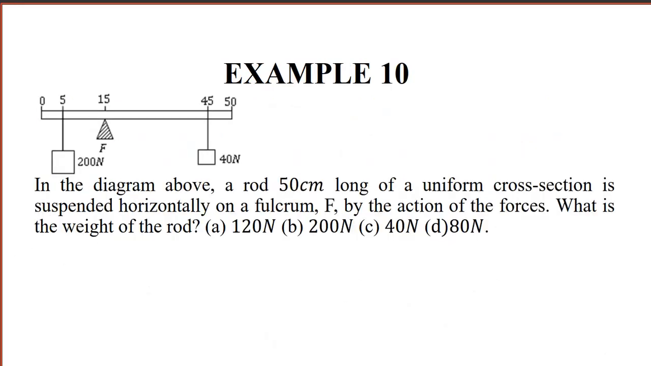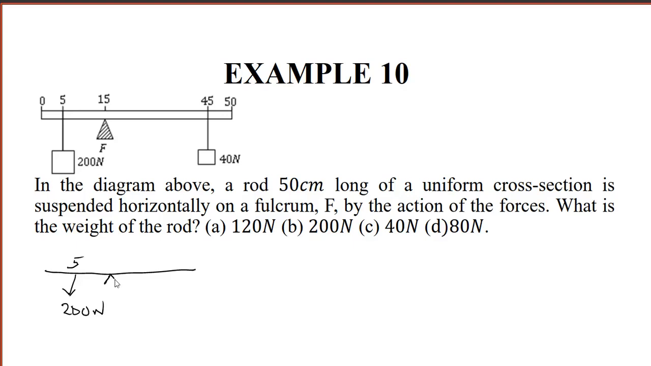Now let's look at another question. In the diagram above, a rod 50 centimeters long of a uniform cross section is suspended horizontally on a fulcrum F by the action of the forces. What is the weight of the rod? Now, if we go through a diagram again, let's have a simplified version of that diagram. We have a weight here, which is 200 Newton. Now, we have the pivot. This is at 5 centimeters.